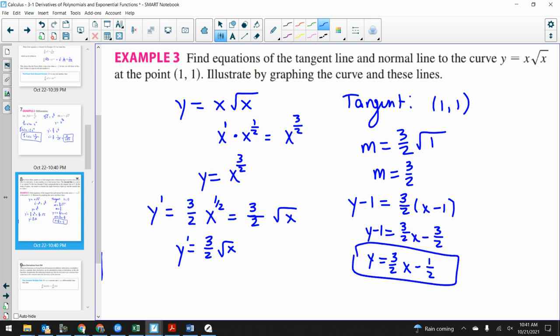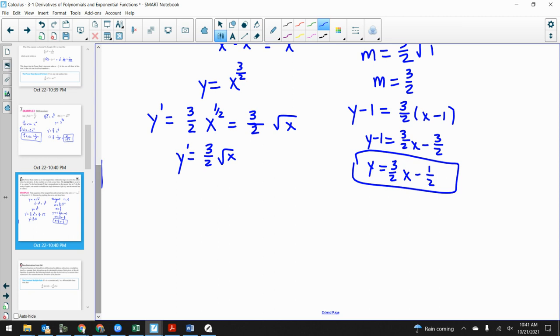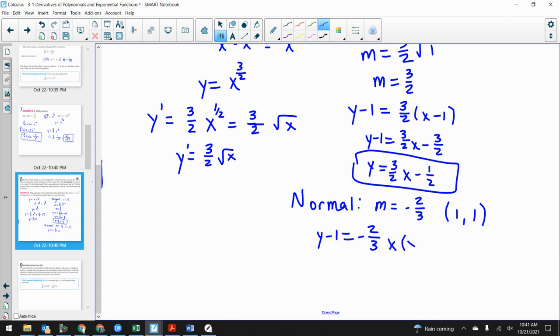The normal line would just be taking that slope and taking the opposite reciprocal. m is equal to negative 2/3, right? Positive 3 halves turns into negative 2/3. At that same coordinate, at 1, 1. Okay, so y minus 1 is equal to negative 2/3 times x minus 1.